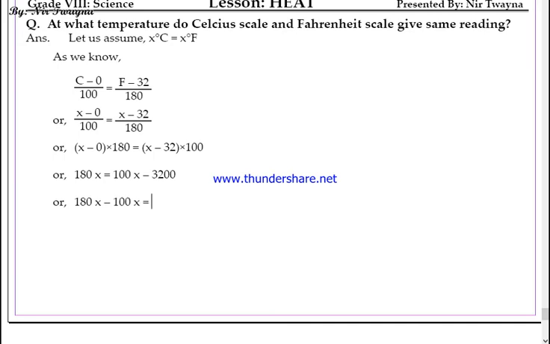Okay, equals minus 3200 on this side. So what you get here, 180x minus 100x means 80x, equals minus 3200. Now how to find x? By isolating x. So to isolate x, what do you need to remove from here? 80. You need to remove 80 from this side.